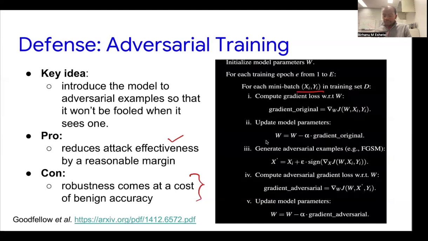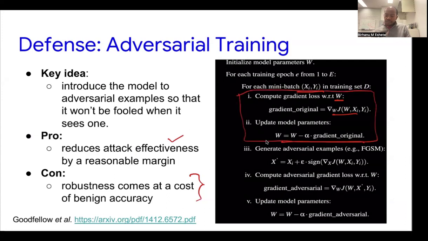You're going to compute the gradient of the loss with respect to the weights, as you do in standard gradient descent. You compute the original gradient with respect to the weights of the model, and you update your weights or parameters. And this part is the standard SGD.